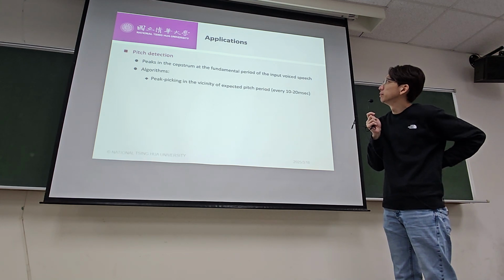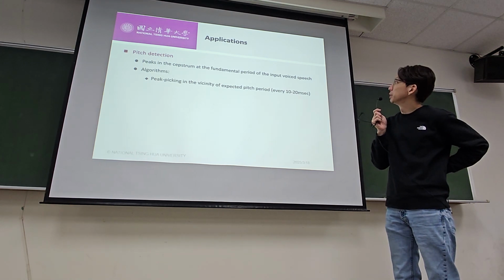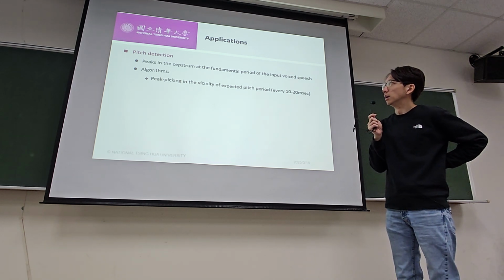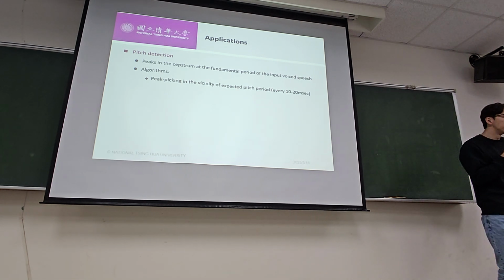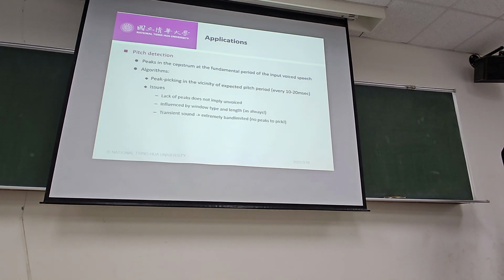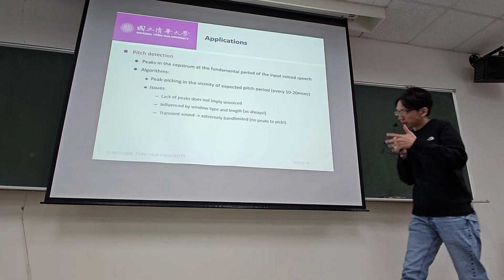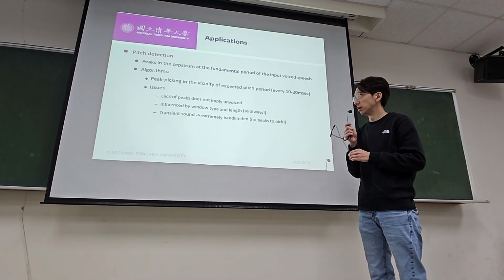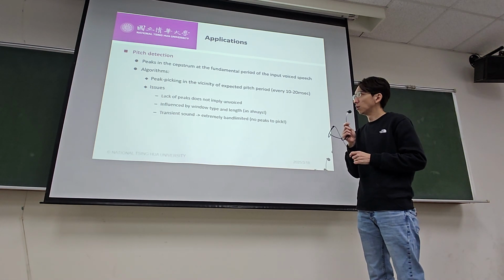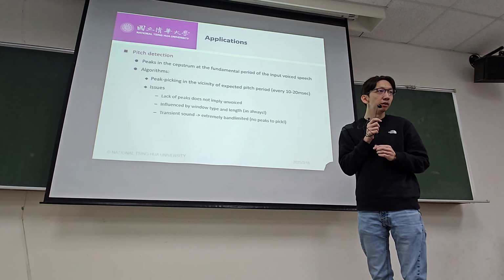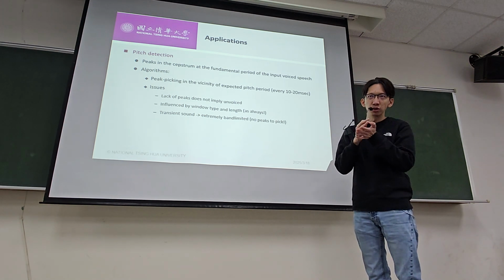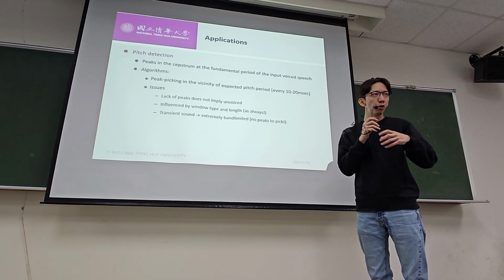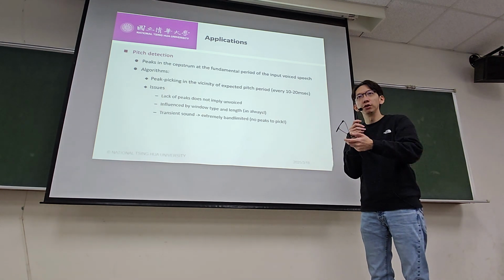Pitch picking in the cepstrum usually operates at the fundamental period of the input voiced speech. So what you can do is pick peaks in the vicinity of the expected pitch period, every 10 to 20 milliseconds. Of course, there are large issues that people try to design around. Pitch picking doesn't mean there's always voicing. Everything is always influenced by your window type and length, whether it is longer or shorter, and the type of window you use. All those things will creep back in, because they change your frequency components.